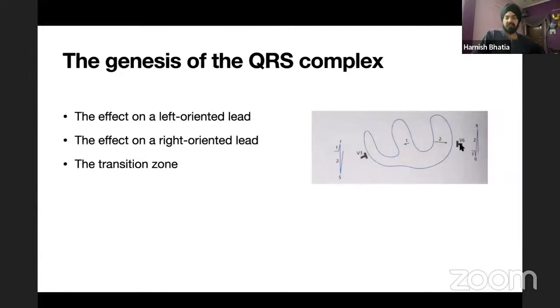And again, similarly in V6, it's going to be a small Q and then a capital R, a large R. So basically, you're confusing capital R and small q, but it's going to be a small q and capital R, because the first one is going to be the septal one, no? So it's going to be a small q and then a capital R.